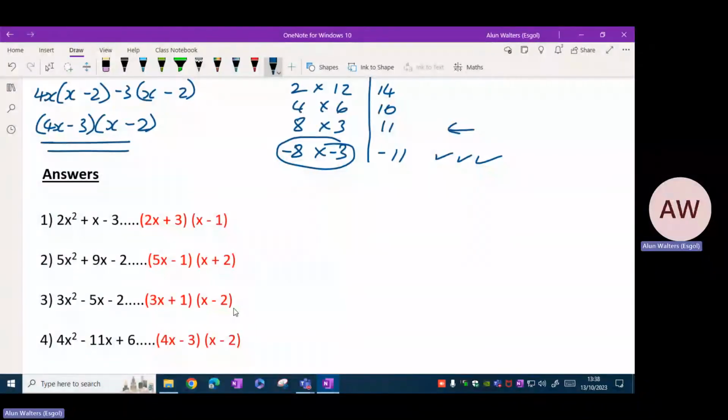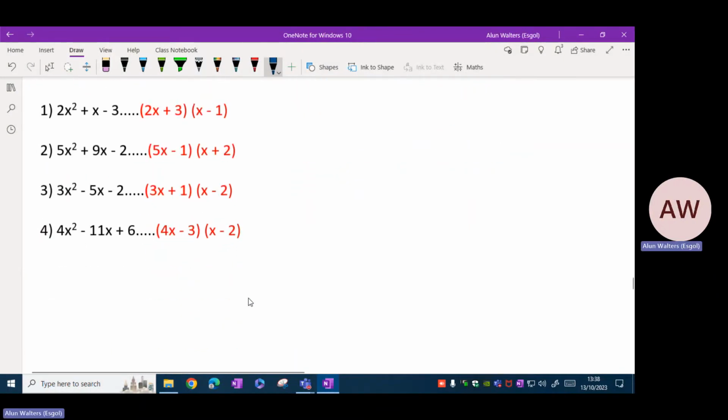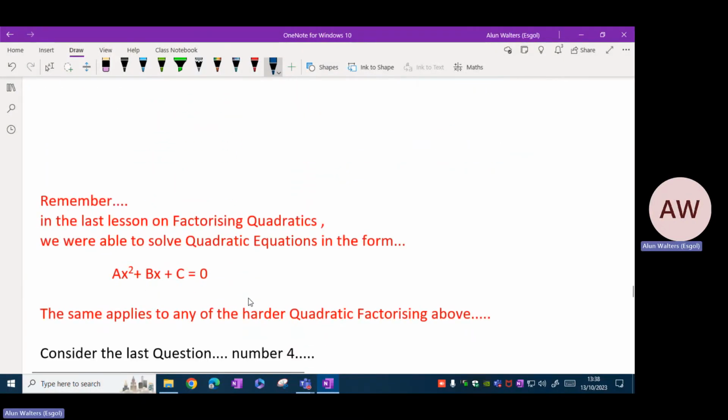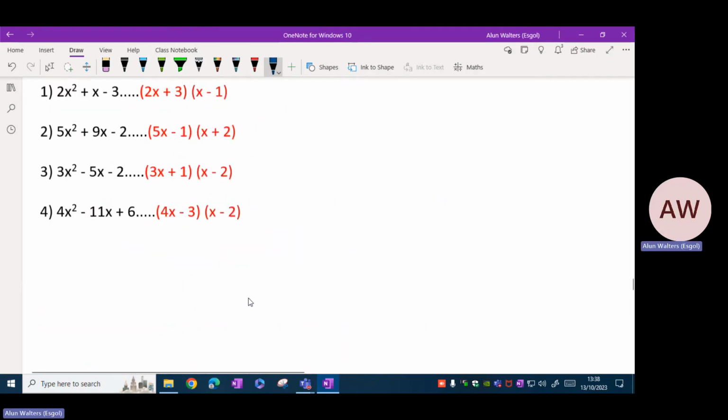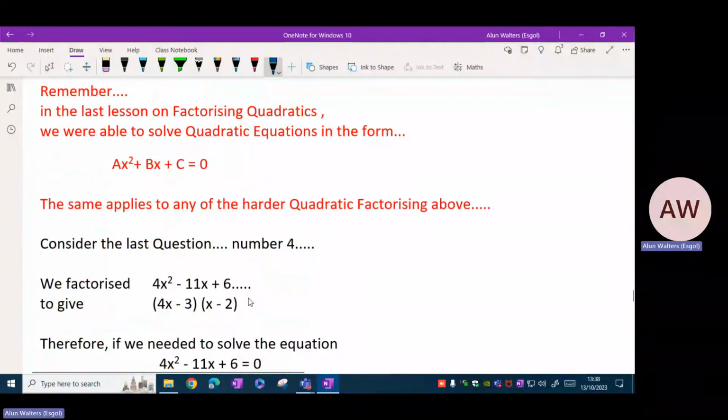Okay, so pause the screen if you need to. And finally, we're going to look at quadratic equations. So all I'm going to do is make them equal to 0. Yeah, make them equal to 0. Now, I have just factorized that expression for you, and it ended up with those two terms there.